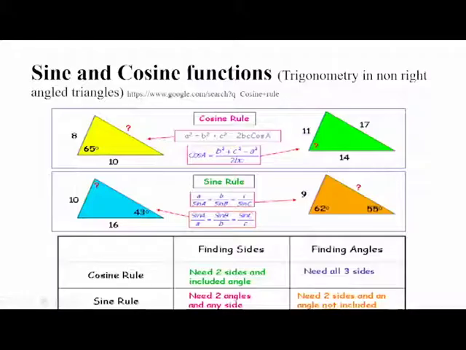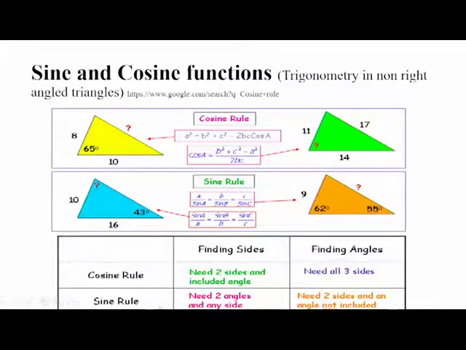So then you can see what is given here. When do we use this? For the cosine rule, we need two sides and an included angle. So that is what you need. And then if you want to find an angle, you must be given all the sides.